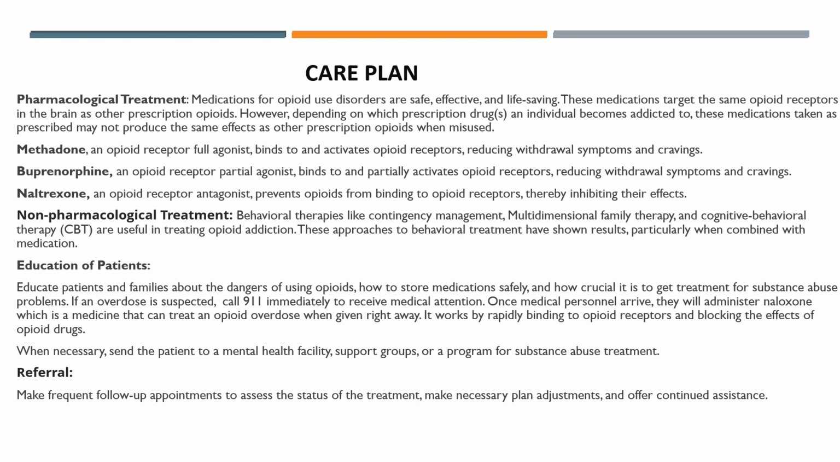Non-pharmaceutical treatment includes behavior therapy, for example, contingency management, multidimensional family therapy, and cognitive therapy. These treatments are useful in treating opioid addiction. These approaches to behavior treatment have shown results, particularly when combined with medications.